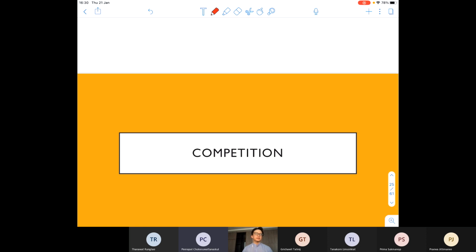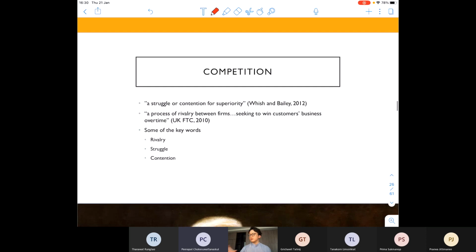So let me go over competition, right? Just to point out that there is more than one definition. There's no consensus on what competition really means. Competition could mean different things to different people. That's the first thing that you need to understand. But you can think about it as a struggle or contention for superiority, right? That is actually used by West and Bailey, the textbook that I mentioned earlier.